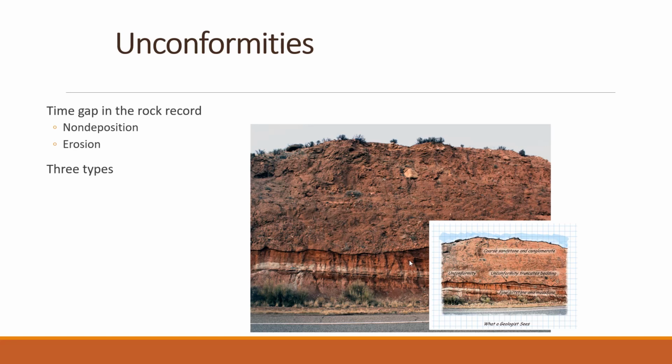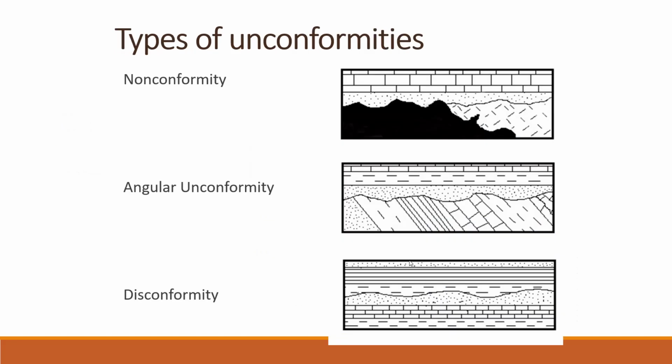One of the things that we look for in the geologic record are things called unconformities. These are time gaps in the rock record. This means we have periods of non-deposition, where we're not creating new rock, or we're actively removing rock with erosion. Unconformity is the general name for any time we have a gap in the rock record, and there are three specific types.